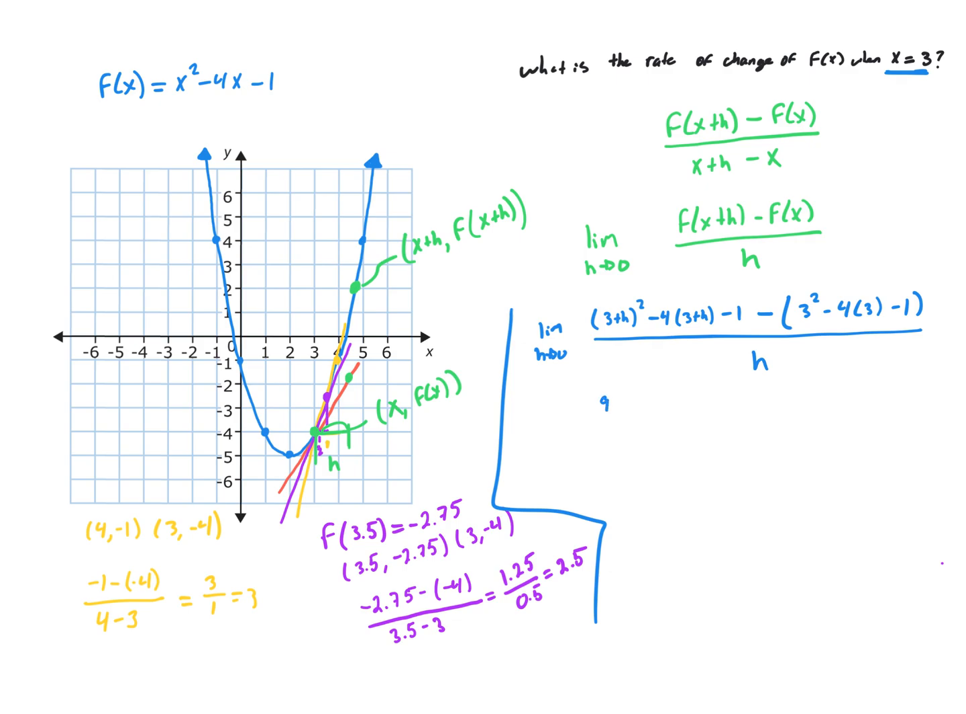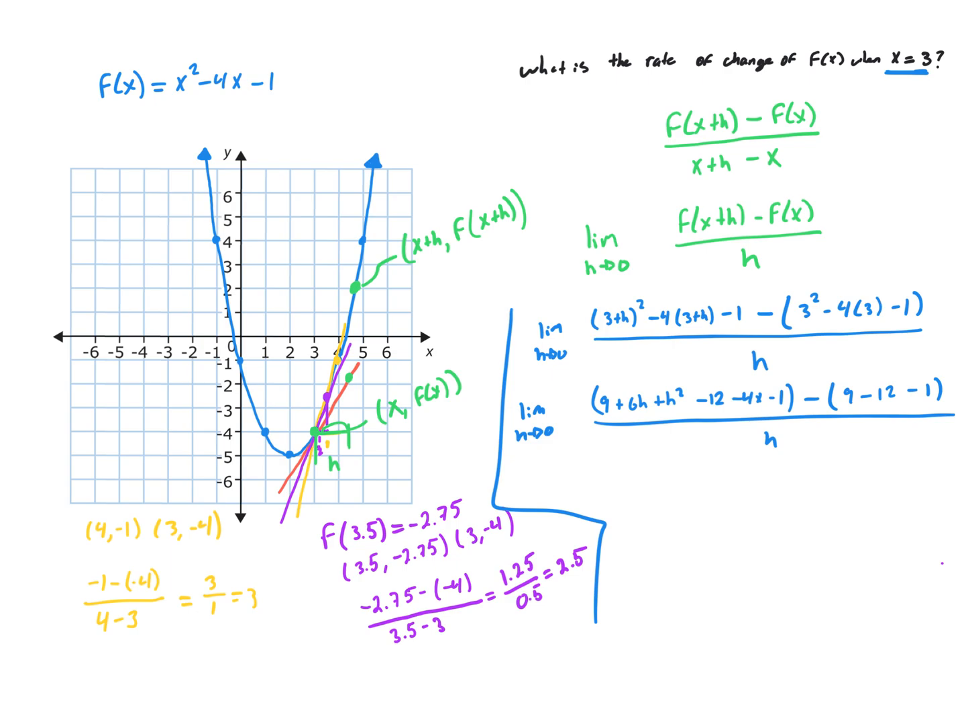It's going to be 9 plus 6h plus an h squared minus 12 minus 4h minus 1, minus 9 minus 12 minus 1, all divided by h. And I'm sorry, this is the limit as h approaches 0.